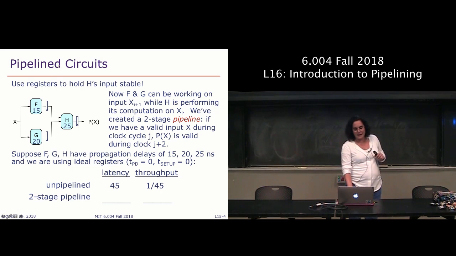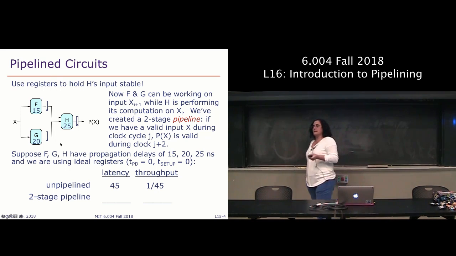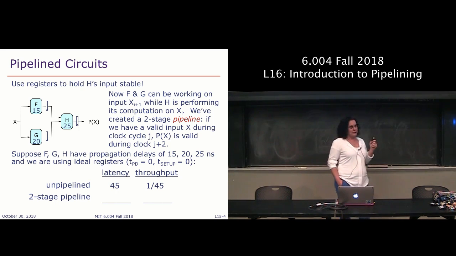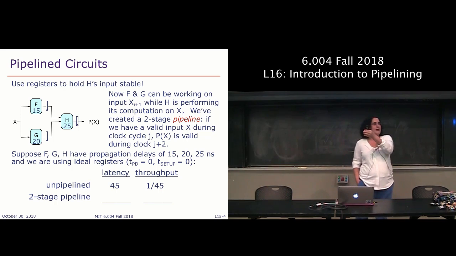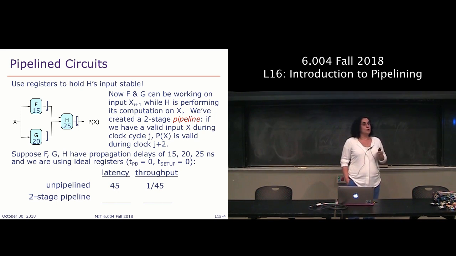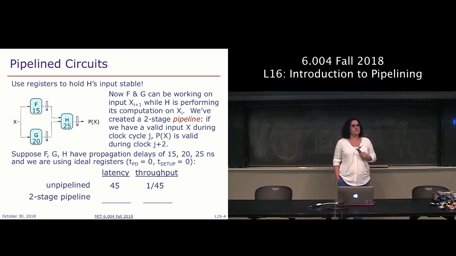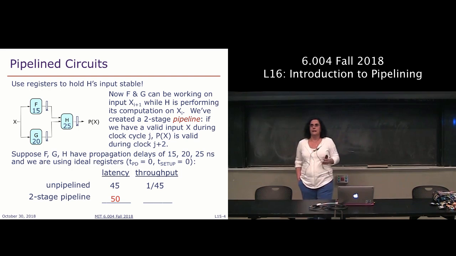All right, so now let's get back to our pipeline circuit. In this pipeline circuit, we said that my clock period can be as fast as 25 nanoseconds per cycle, right? And so how many cycles is it going to take from when X enters the system until P of that same X is ready? 2 cycles, exactly. So what is my latency going to be if I need to wait for 2 cycles? 50, because each cycle takes 25 nanoseconds, so my latency is 50.